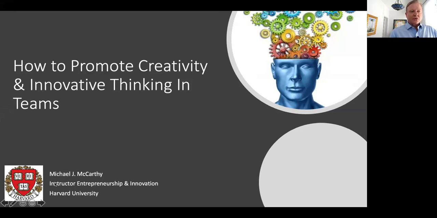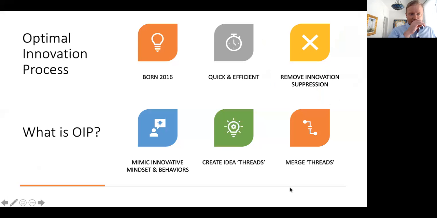So let's begin. This module is going to be in two parts, and we're going to be looking at promoting creativity as well as innovative thinking in a team environment. All this information was created at Harvard University in the Entrepreneurship and Innovation class, which is a team building class.